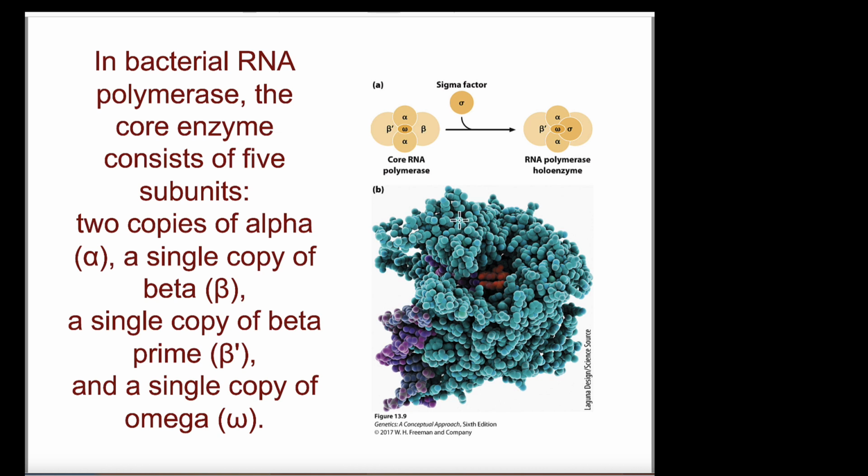So here you have the core RNA polymerase. There are 5 components: the 2 alpha, beta, beta prime, and omega. Then you have the sigma factor, which is added to the core to make it the holoenzyme. It is the holoenzyme that is necessary for the initiation of transcription.